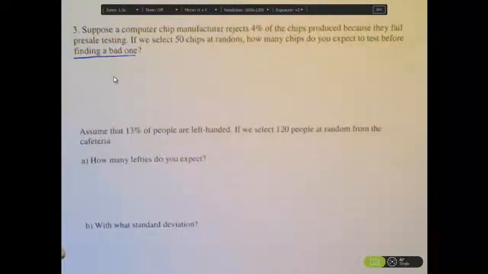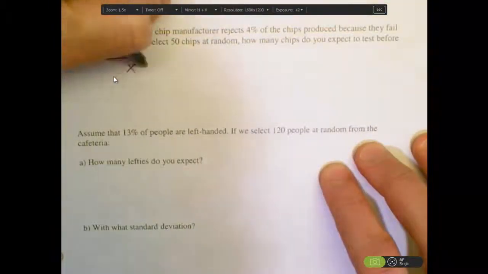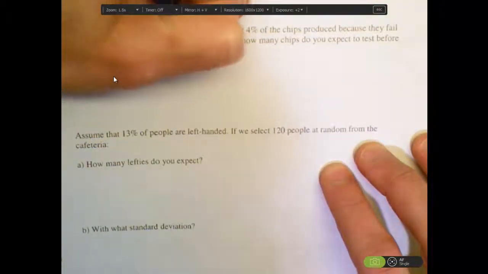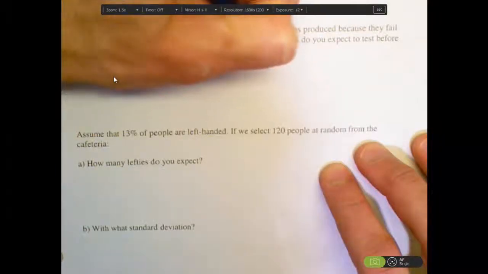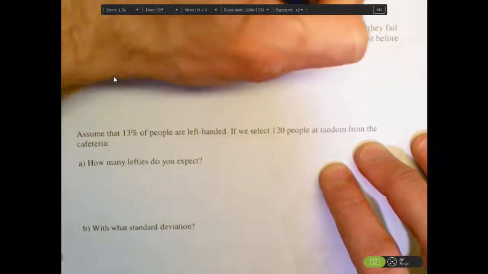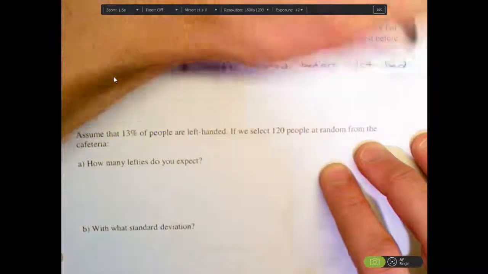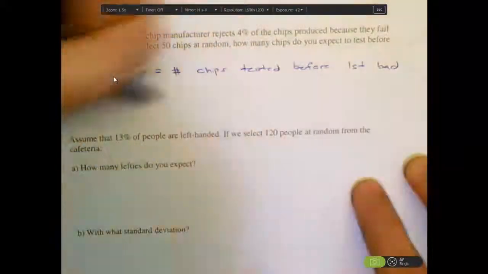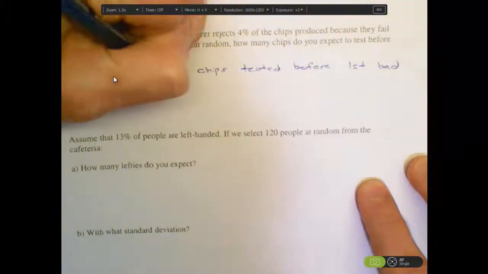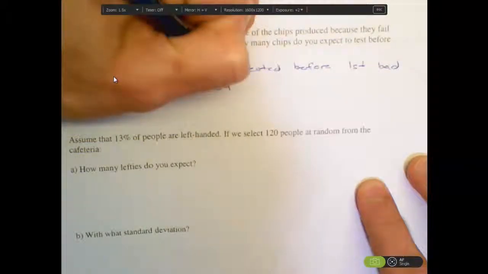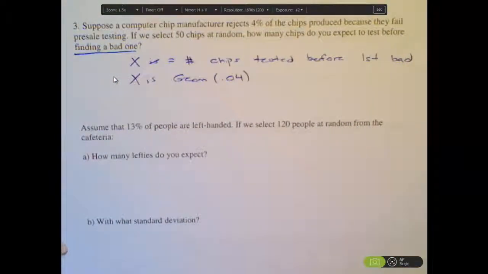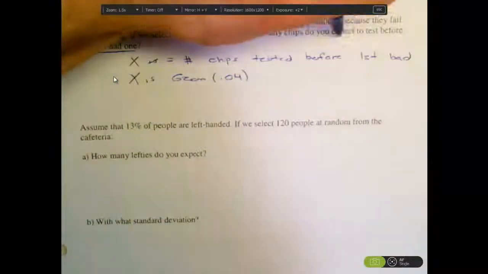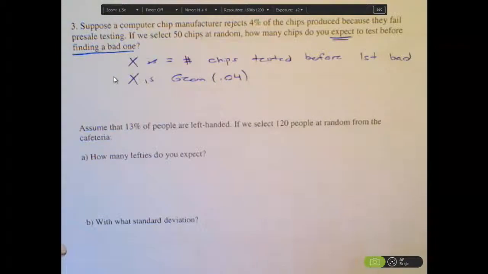All right? So I know that X equals the number of chips tested before the first bad one. Number of chips I'm testing before I get the first bad one. I know that X is geometric, and I have one parameter, 0.04. Now, I'm talking expect. I'm thinking about expected value for geometric.